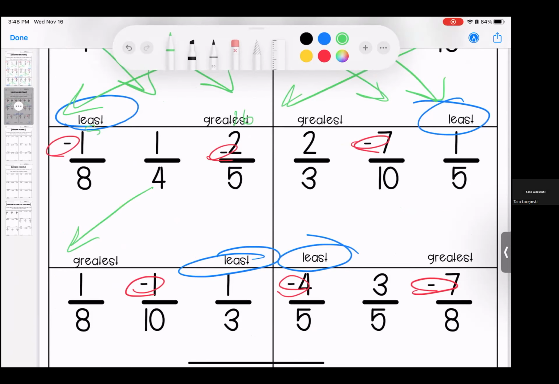5 and 1 is 5. So this is going to be second place. This is going to be third place as the smallest. Starting with the least over here, we only have one negative, definitely the least. If we cross multiply, 3 times 1 is 3, 5 times 2 is 10, so 1/5, and then 2/3.